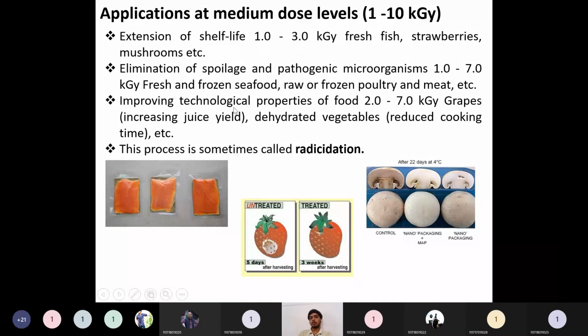Then improving technological properties of food. Grapes, for example, increasing juice yield, and dehydrated vegetables. So whatever food is already contaminated, we can remove that. So we can convert that into some stable compounds or stable dehydrated vegetable products. So this process in the medium dose level is sometimes called radicidation. So that is radurization, the low levels, and medium levels is radicidation. We can call this one. This will have an application where already destroyed food can just be made with a disinfectant nature.